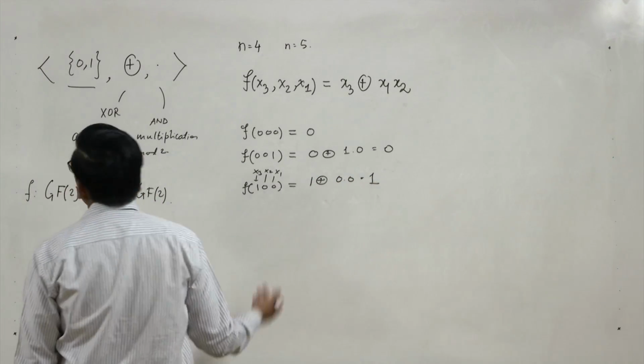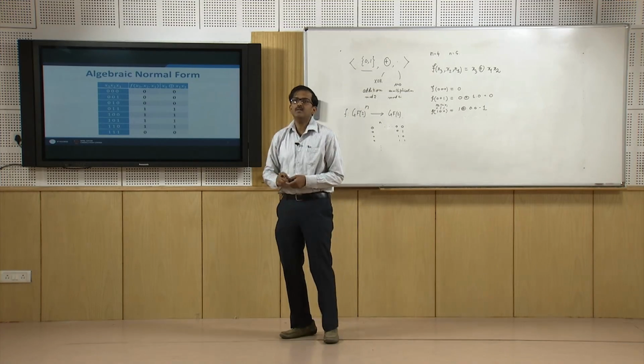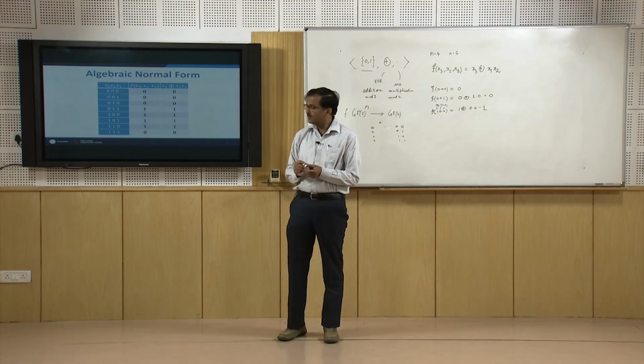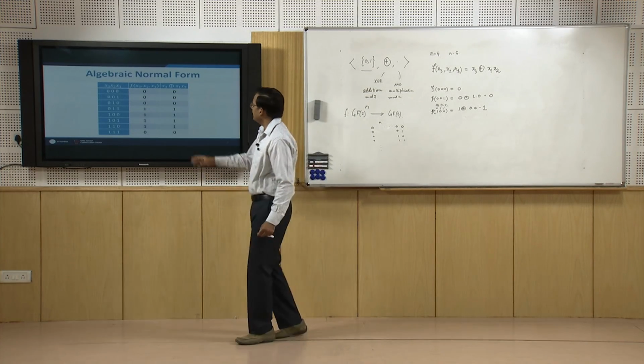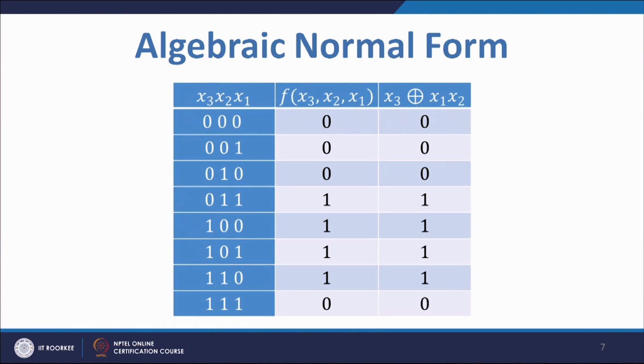So, in that way we can evaluate all the values, and I definitely would advise you to do that, and you will see that you are getting the same sequence as this. So, this Boolean function has the algebraic normal form x3 XOR x1 x2.